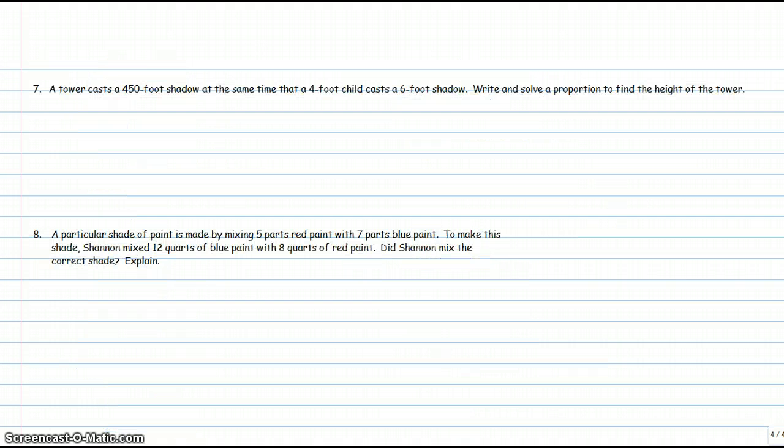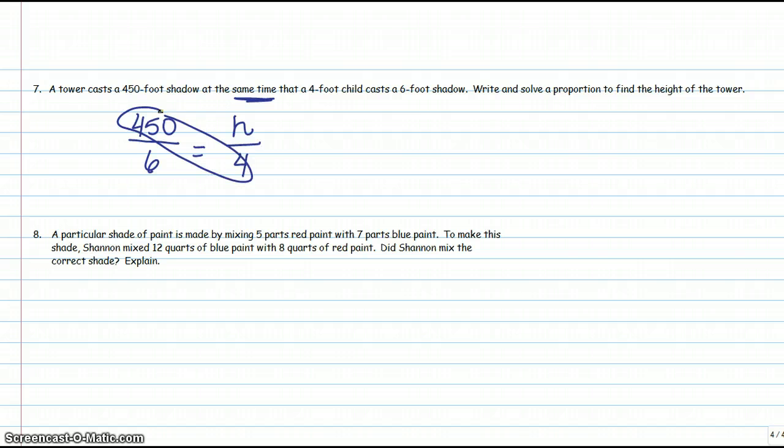Alright, last two problems. A tower casts a 450-foot shadow at the same time that a 4-foot child casts a 6-foot shadow. Write and solve a proportion to find the height of the tower. So if we do the tower's shadow versus the child's shadow, then that's got to equal the tower's height versus the child's height. So now we can cross multiply.